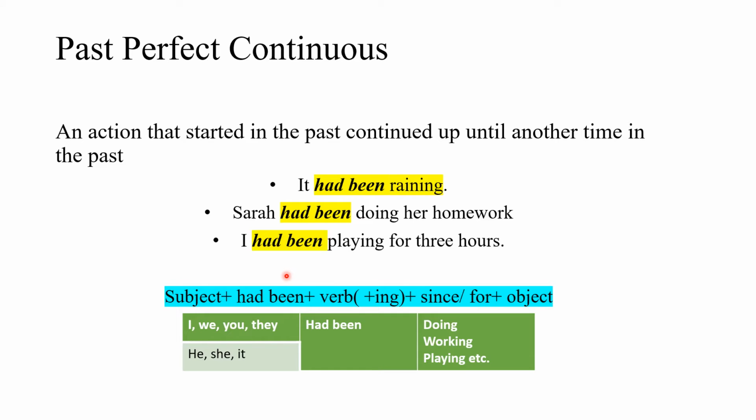The structure which we use for the past perfect continuous tense includes subject, had been, plus verb, plus ing, plus since or for, plus an object. With subjects like I, we, you, they, he, she, it, singulars or plurals, we use had been followed by the first form of verb and an ing, like doing, working, playing, etc.